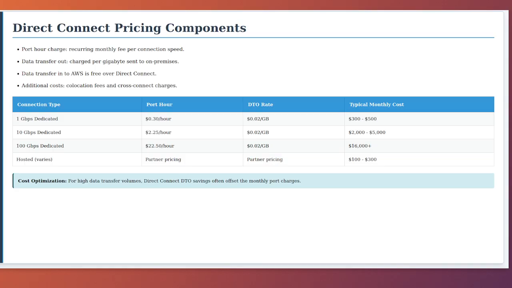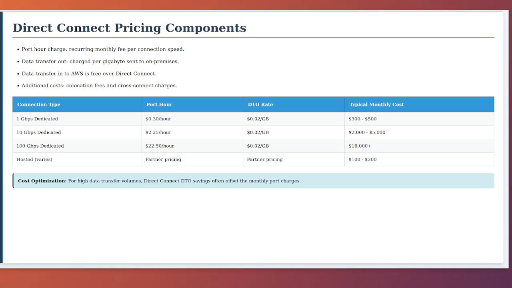For example, a 1 gigabit port might cost around 30 cents per hour in a US location, which works out to approximately $216 per month. A 10 gigabit port might cost around $2.25 per hour, or approximately $1,620 per month. These prices vary by location, with some international locations charging more than US locations. The port hour charge applies whether you are actively using the connection or not, so it is a fixed recurring cost.